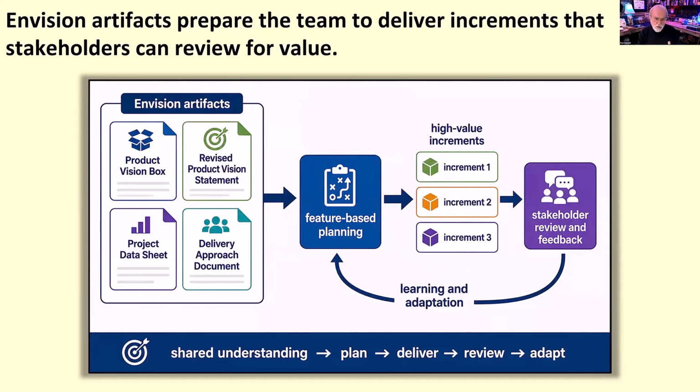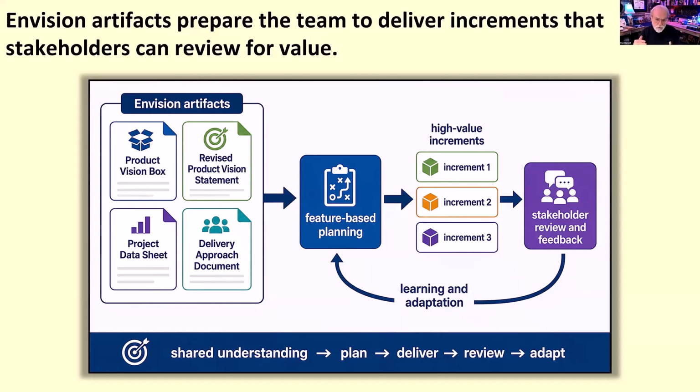And then from Envision artifacts to stakeholder review. The artifacts prepare the team to deliver increments that stakeholders can review. So all these things we've done set us up for how we're going to work, and it's not just a separate paperwork exercise. They work together to prepare the project for agile delivery. The vision box helps clarify value. The revised vision statement improves the project's direction. The project data sheet summarizes the most important project information. The delivery approach document explains how the team will organize and work.